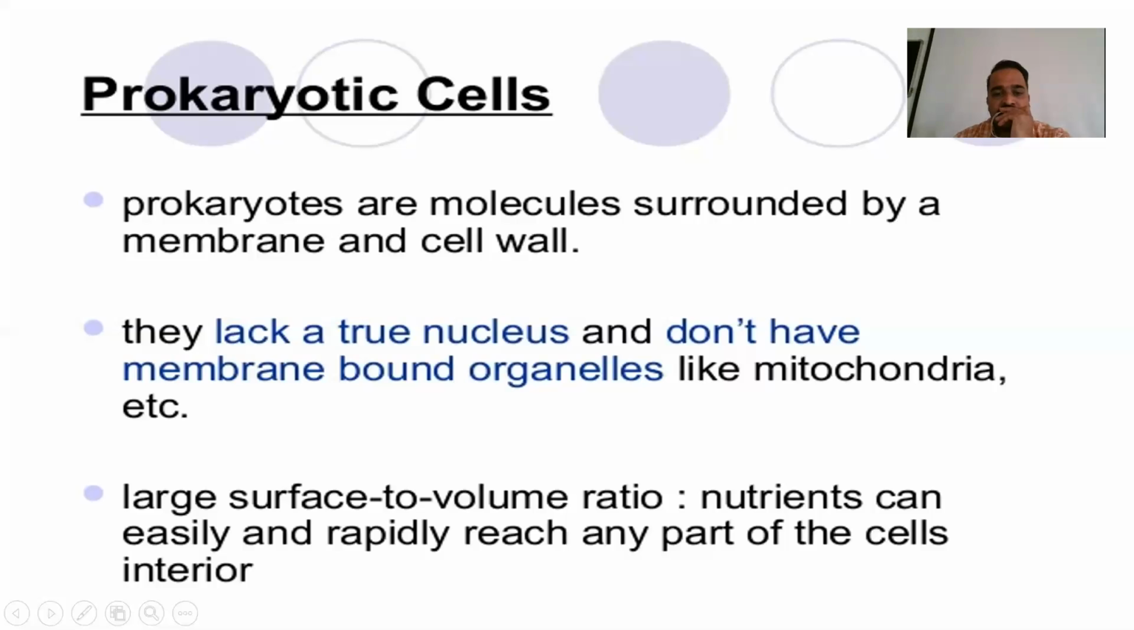Then, with the larger surface to volume ratio, the nutrients can easily and rapidly reach any part of the cell into the interior structure, because it lacks the true cell membrane.